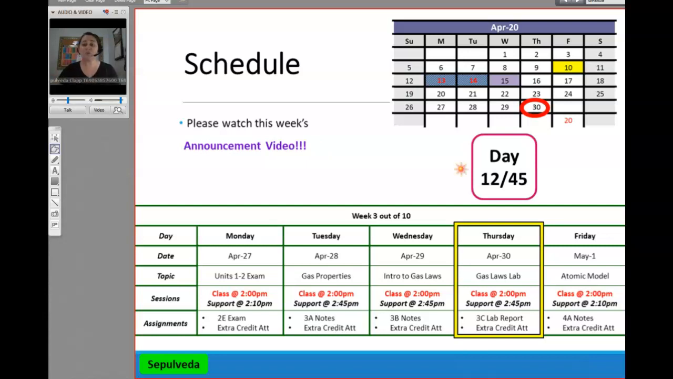Today is day 12 out of our 45-day quarter. I can't believe it. This is just flying by. It is April 30th. Folks, it's May 1st tomorrow. Crazy. So today we're going to be talking about our gas laws lab.